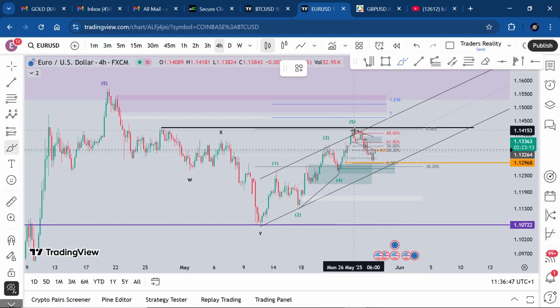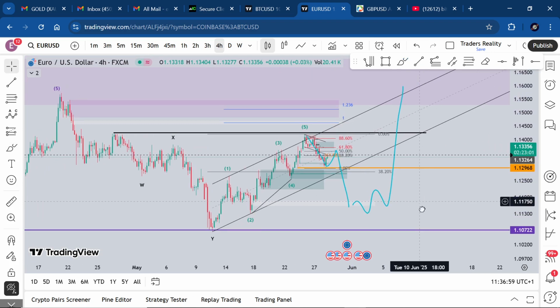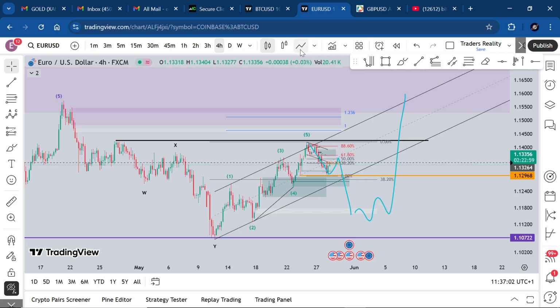So this would be our A, B, C, maybe into there. We have a gap. W formation, continuation to the upside. That is what I'm looking for in EURUSD.